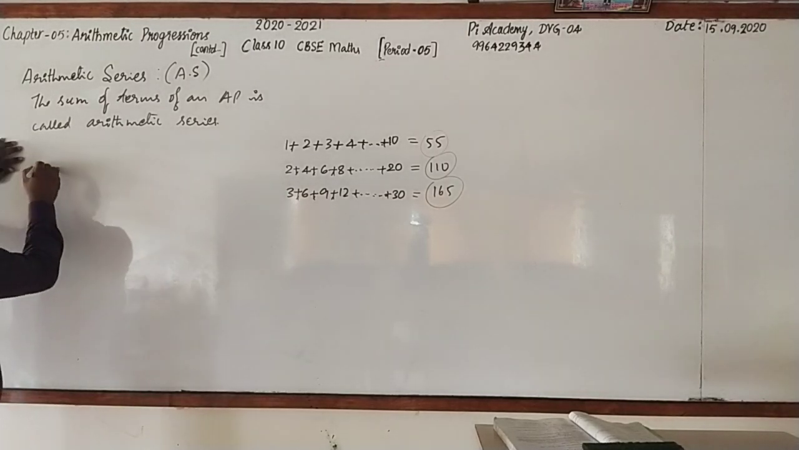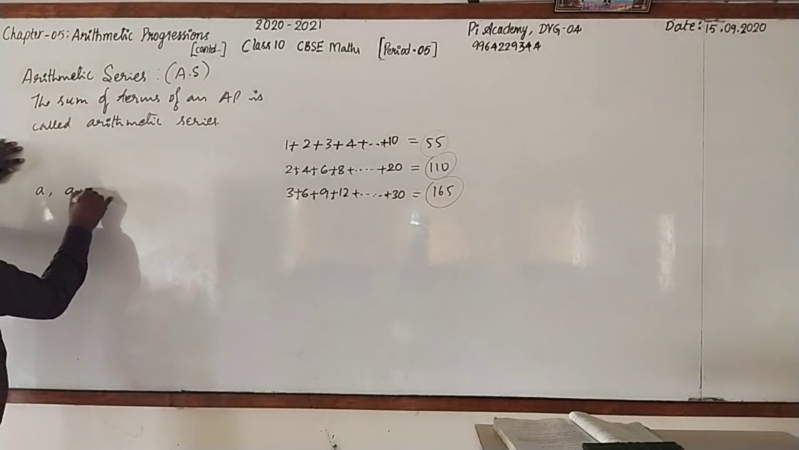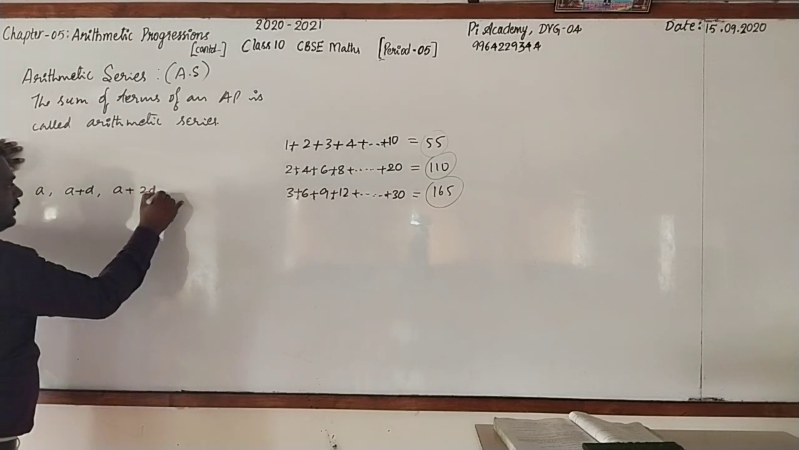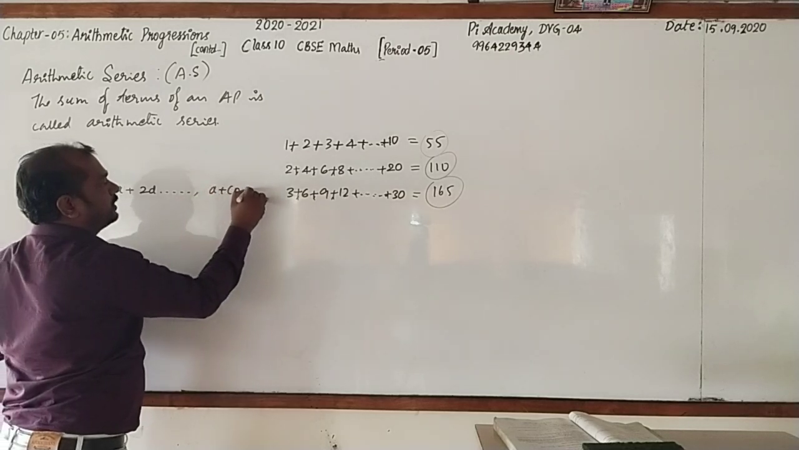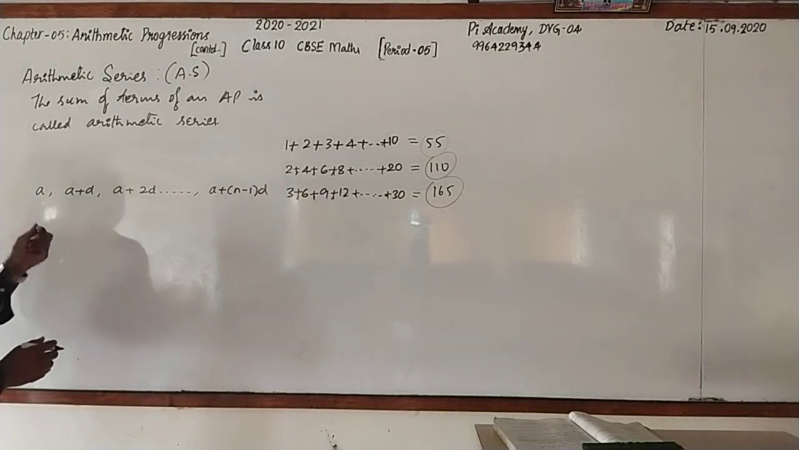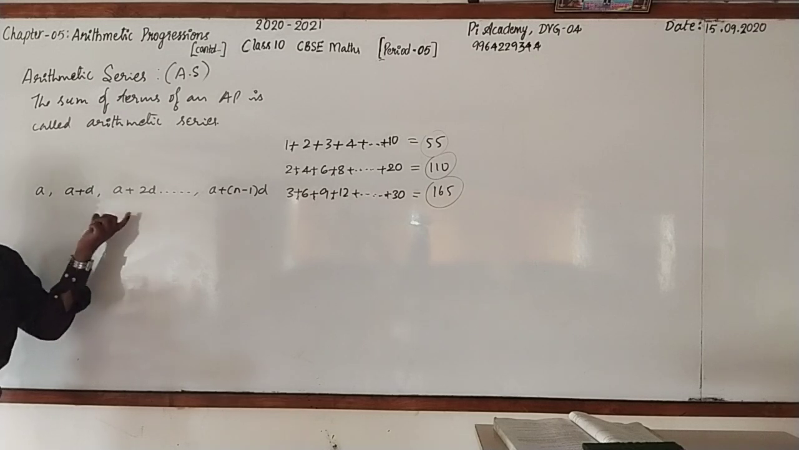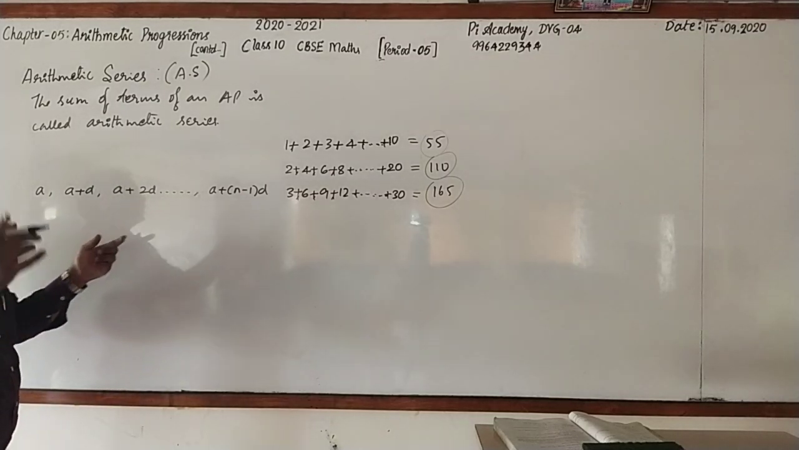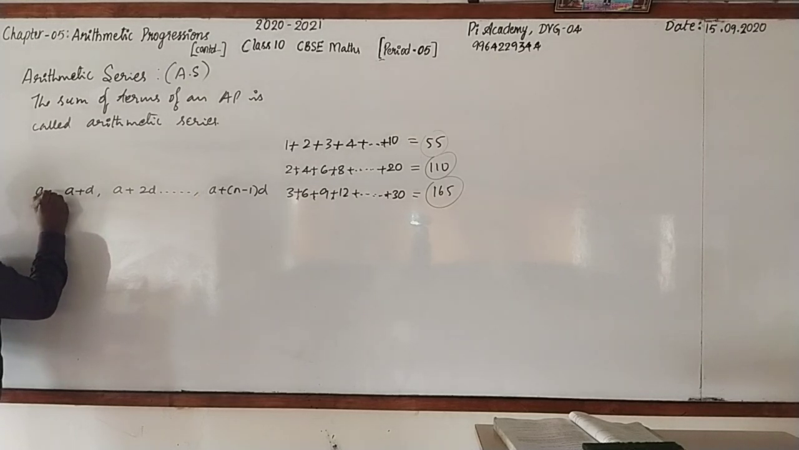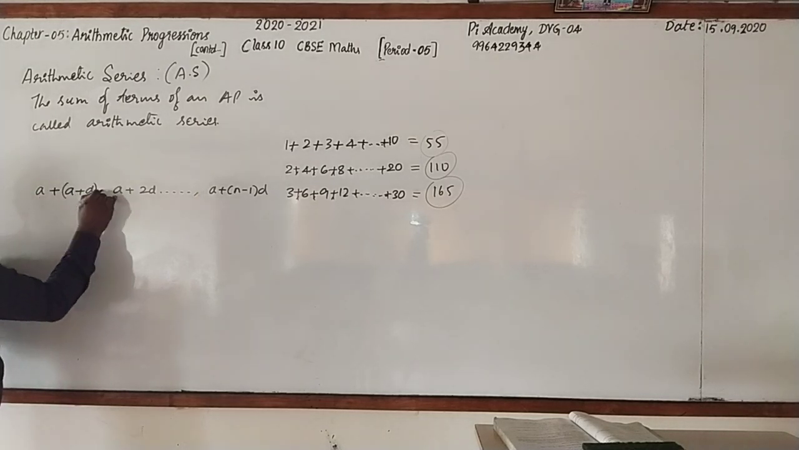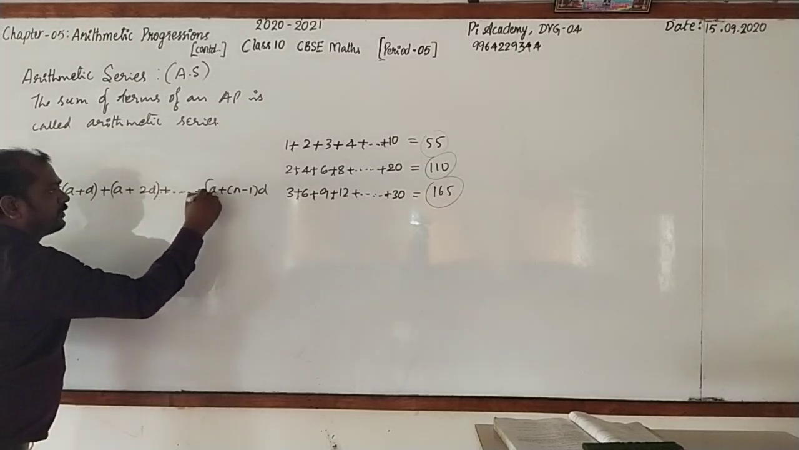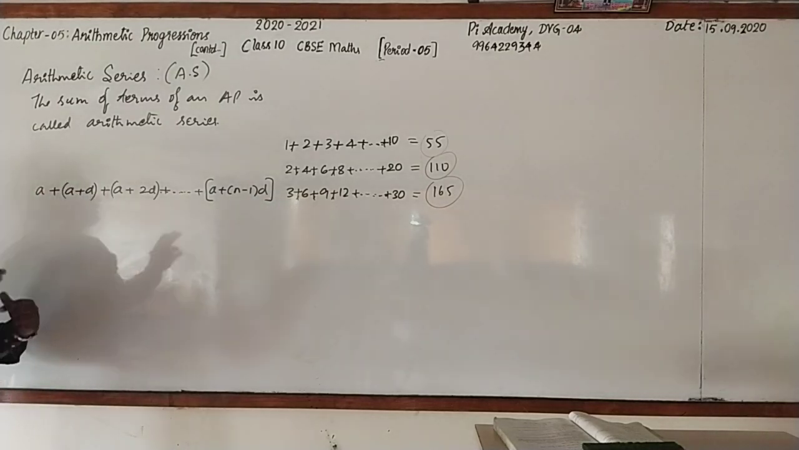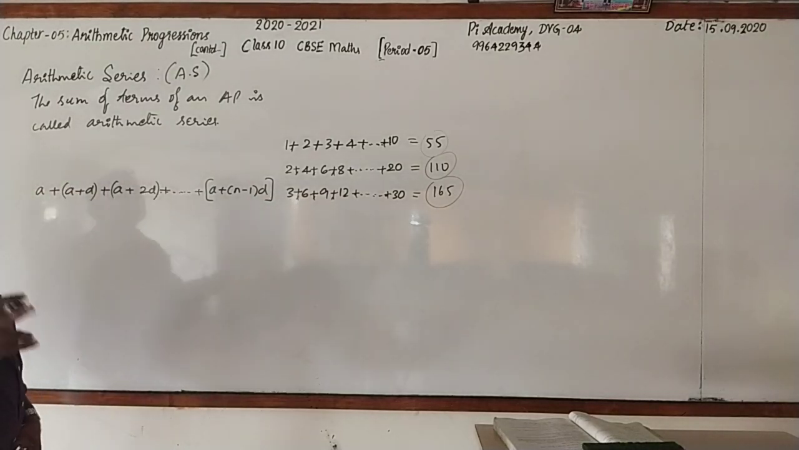If you go for taking a plus d, a plus 2d and so on, up to a plus of n minus 1 into d, could you tell what it is? It is the general form or standard form of AP. But when you go for adding all these terms, that is a plus of a plus d plus of a plus 2d plus so on plus of a plus of n minus 1 into d, it is called the standard form or general form of AS, arithmetic series.